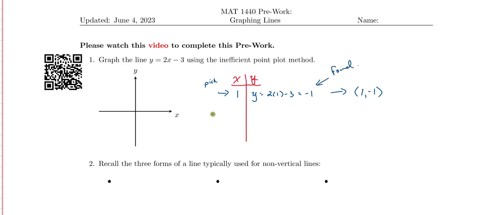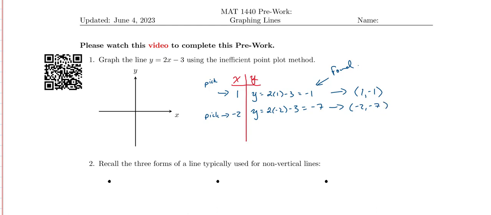So we could do this again. We could go ahead and pick, I don't know, how about something like x is equal to minus 2. So then what we'll do is we'll find that y is equal to 2 times minus 2 minus 3, which would be equal to negative 7. So that would give us the ordered pair negative 2, negative 7.